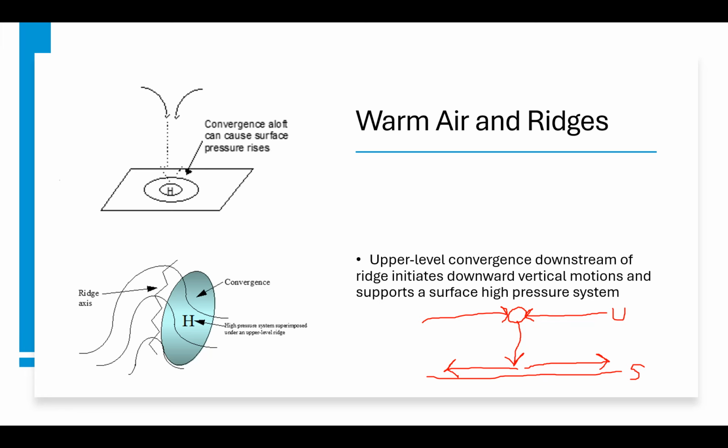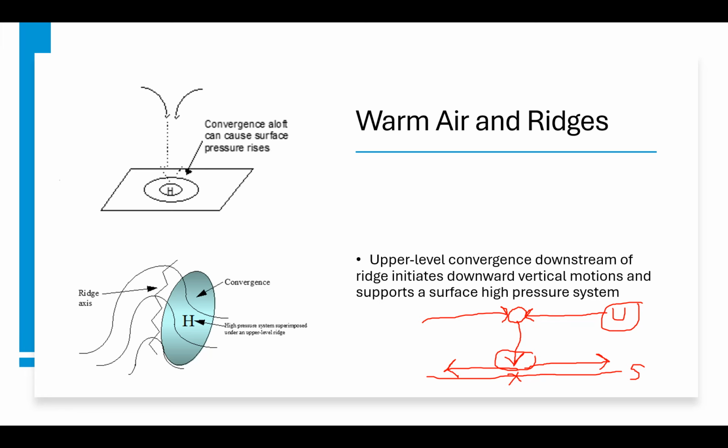Now, with stronger surface high pressure systems, you can understand why surface pressure rises in this case, because the air is sinking and it's pressing more weight on the surface. So your barometer needle is going to read higher. Just one more thing to keep in mind: if this upper level convergence exceeds the low level divergence, the surface high pressure system will continue to get stronger. So in general, with warm air ridges, upper level convergence downstream of a ridge initiates downward vertical motions and supports surface high pressure system development.